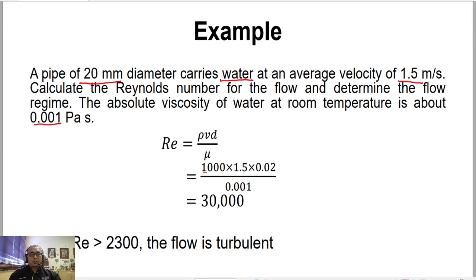Okay, so kita just apply the formula of Reynolds number. Rho of water 1000. Velocity is already given, 1.5 meter per second. 20 mm kita convertkan kepada meter, convert into meters, and then absolute viscosity is already given. Just masukkan and then kita dapat the value of Reynolds number is 30,000. So dia adalah lebih besar daripada, is bigger than 2,300. So bila kita dapat is bigger than 2,300, kita kelaskan kita punya flow sebagai turbulent.